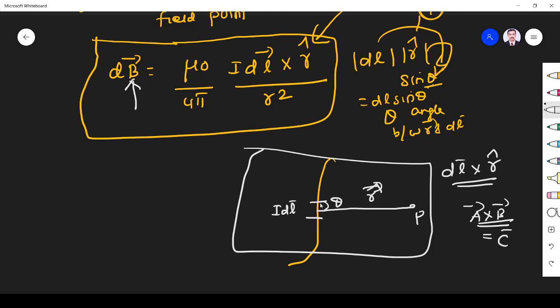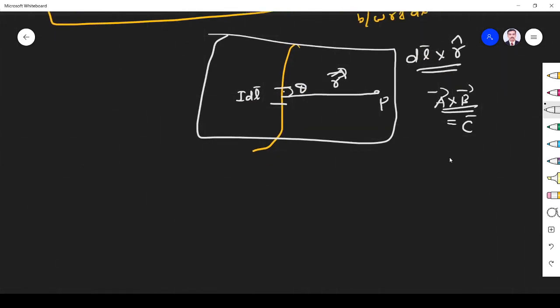This is a plane, this is dl, so it will be perpendicular to this one and this one. But whether it is coming away from the screen or going inside the screen, now that is the question, right? Now we take that this is a field point, right? So R is in this direction. Let us assume both are exactly perpendicular. Ideal is in this direction, DL is in this direction.